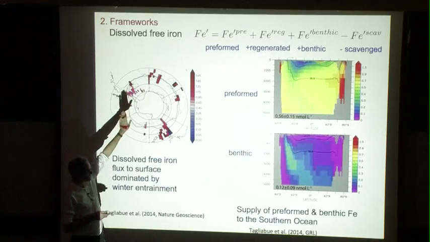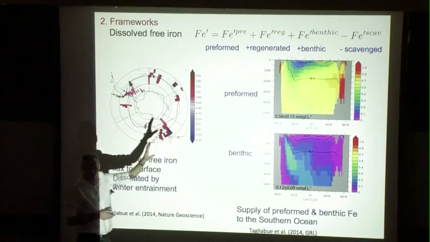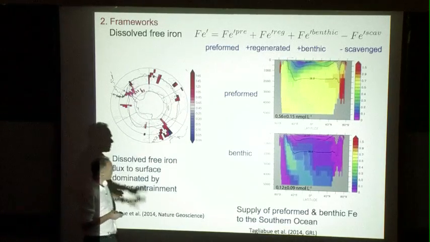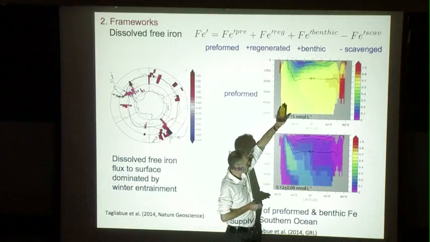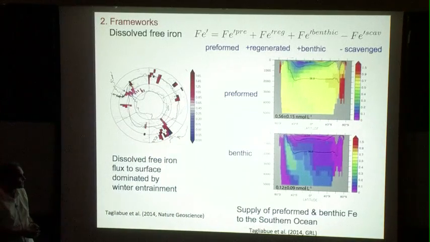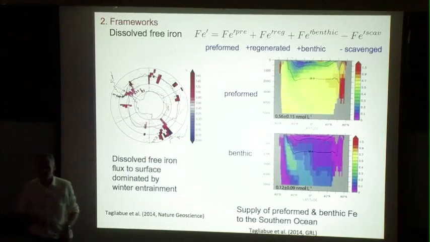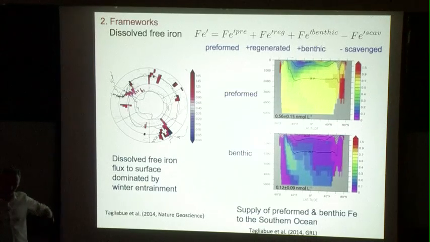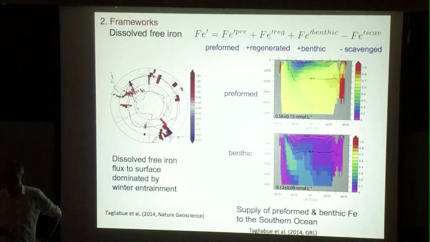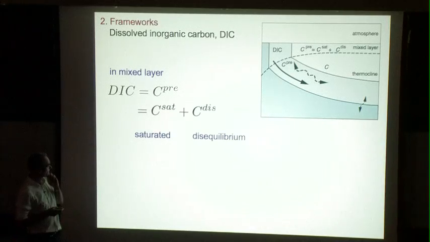What you can then do is try and understand where that iron is coming from. Again, you can use this framework view. You can split the iron up into preformed, regenerated, benthic sources coming from hydrothermal or sediments, minus the scavenging. What we find is that the iron in the Southern Ocean is either preformed and probably being transferred there from other basins, or there's a benthic source, which in this case is being dominated by the hydrothermal. So using these frameworks, we can get clues as to what the relevant pathways are and how the system is being controlled.